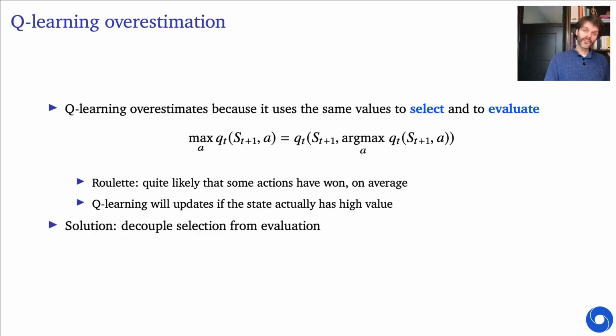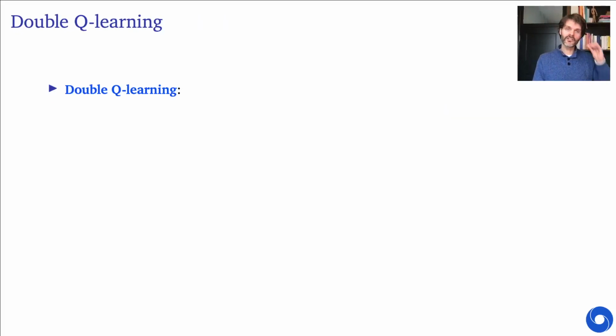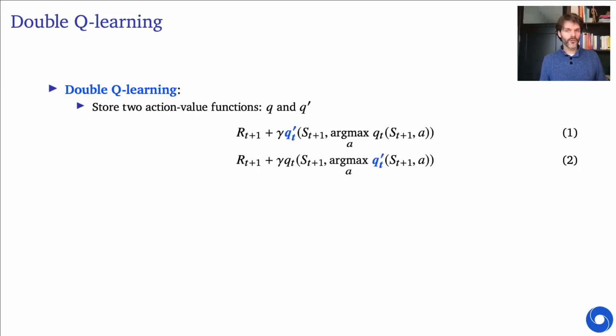And the solution, as I said, is to decouple the selection from evaluation, which we can do as follows. And this algorithm is called double Q-learning. So the double here refers to the fact that we're going to actually maintain two different state action value functions. And we're going to basically introduce a new action value function Q prime. So in equation 1 here, we see that we have our standard thing with the one-step reward and the discounted value of the next state.